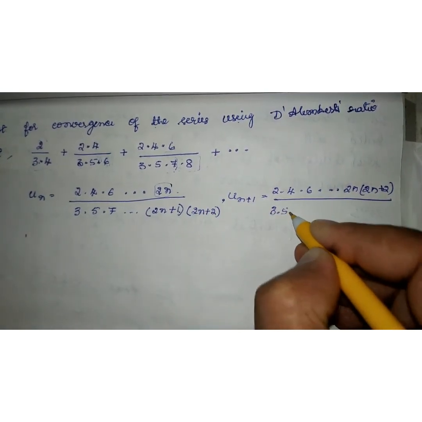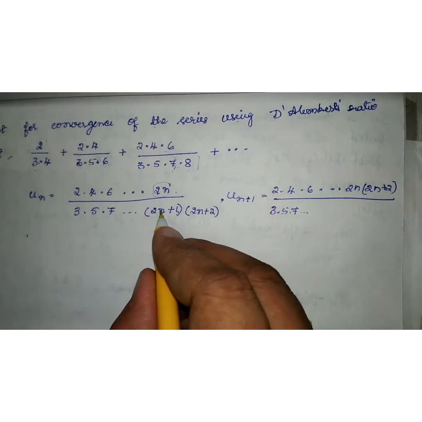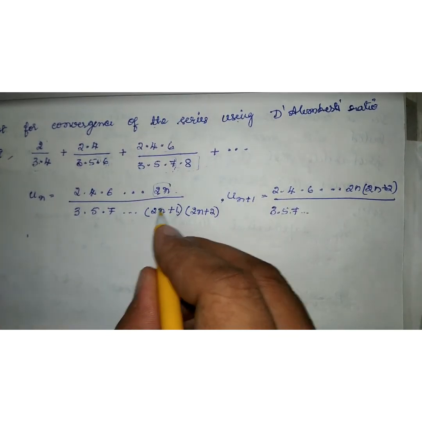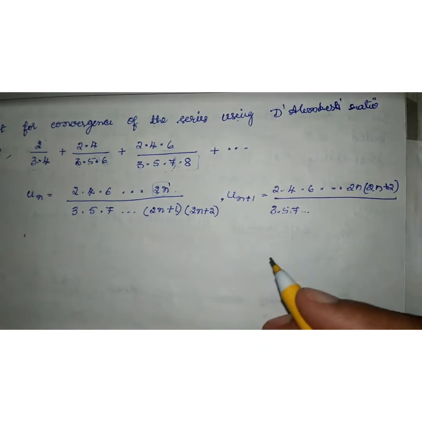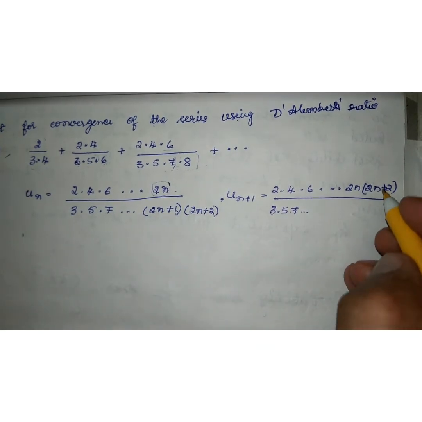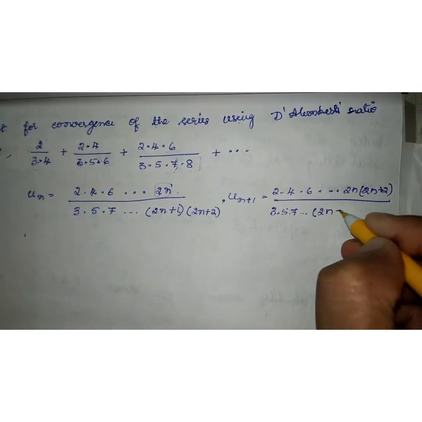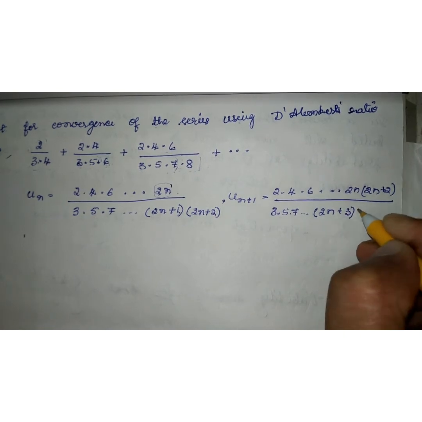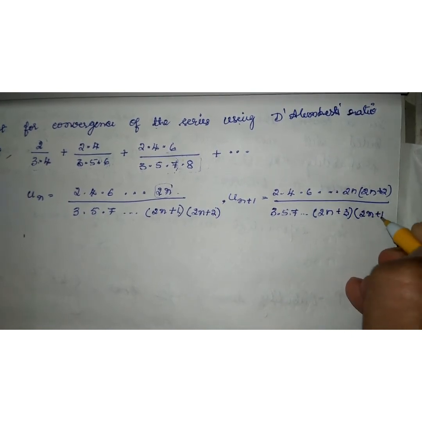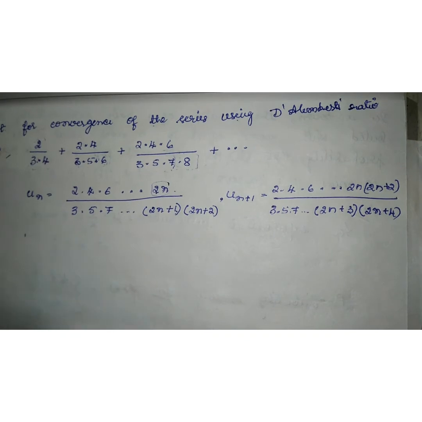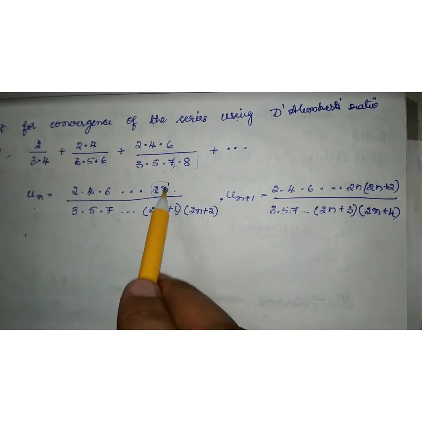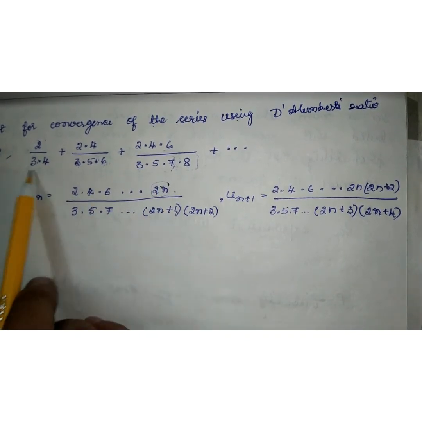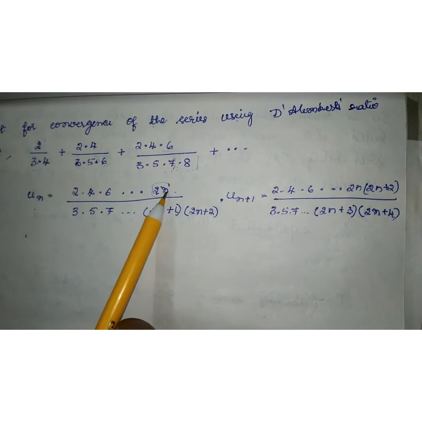So it is 3, 5, 7, etc. In the place of n, substituting n plus 1, we get 2 into, it is 2n plus 3 into the next even number, 2n plus 4. So once we decide the nth term un, we have to check whether we get the first term when you substitute n equal to 1.